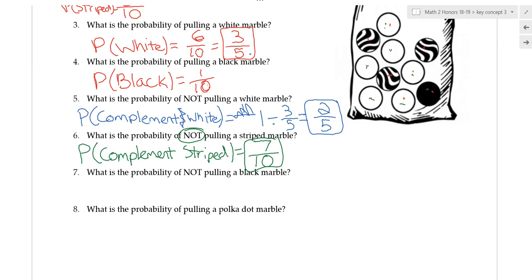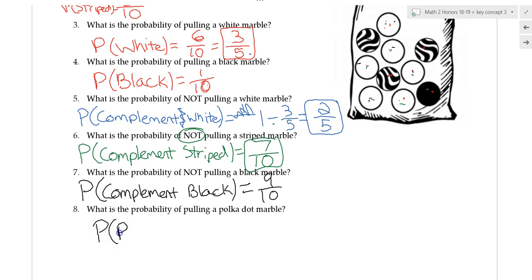Looking at number 7, what's the probability of not pulling a black marble? Again, 1, 2, 3, 4, 5, 6, 7, 8, 9. I have 9 marbles that aren't black. Last one, what is the probability of pulling a polka dot marble? Well, if I look here, I have 0 polka dot marbles. Okay, so a probability of 0 means it's definitely not going to happen. I cannot pull out a polka dot marble.